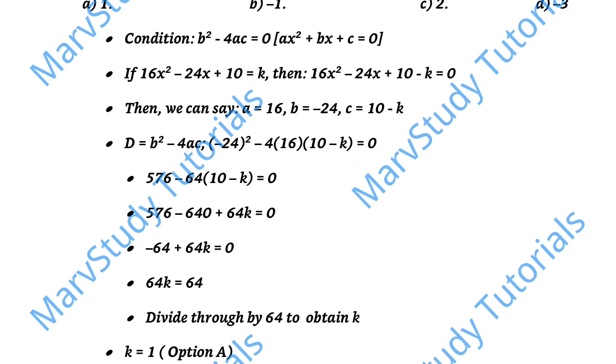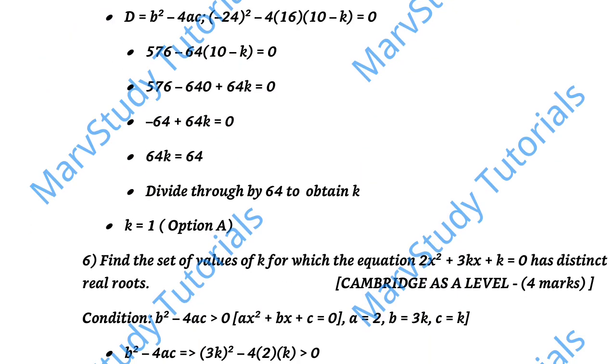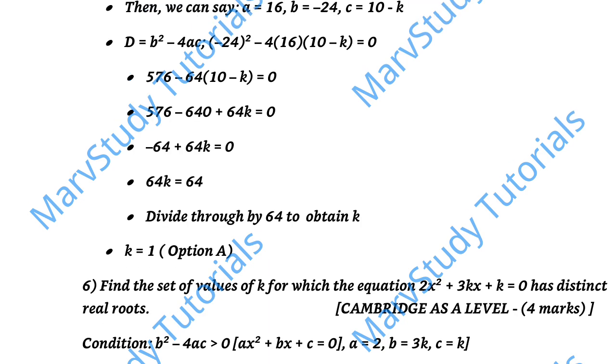We're going to take the next question. And it says, find a set of values for which the equation 2x squared plus 3kx plus k equal to 0 has distinct roots. And according to the condition stated in the other part of this video, if you should have distinct roots, that means b squared minus 4ac is greater than 0.